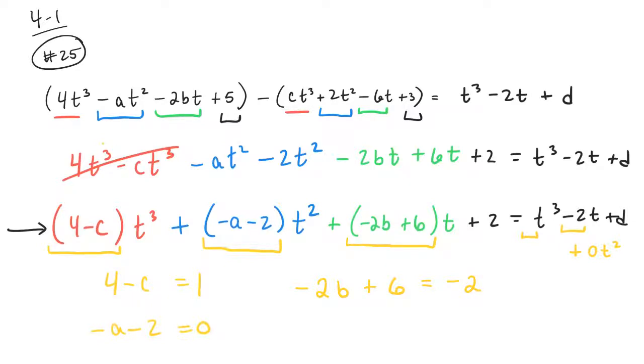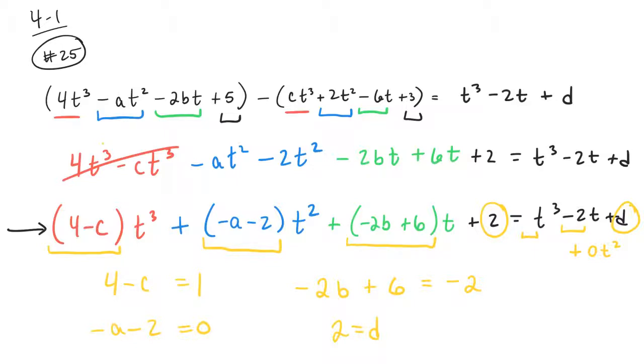And then last but not least, the constant. The 2 here is equal to whatever constant is there, so d is simply 2. That's the easiest one of them all. Again, the constant is 2, the constant is d, therefore 2 equals d. That one's done. The rest is simple math to solve, right? We can solve all of these as separate equations. We don't have to use a system at all here.